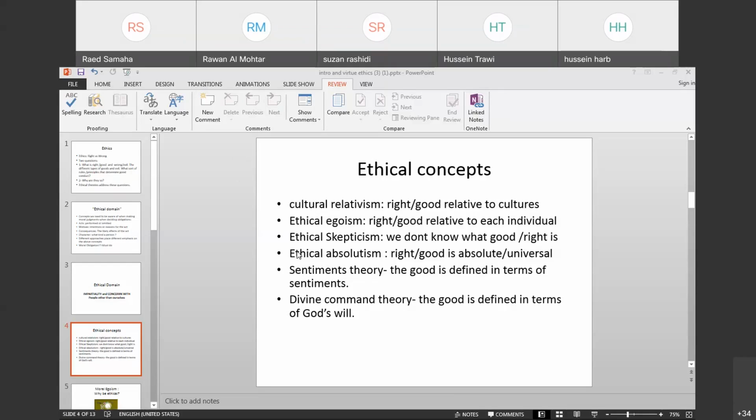Okay, what is ethical absolutism? Ethical absolutism is the view that there are absolute standards of right and wrong, that there are absolute concepts of right and wrong. So, guys, absolutism then is the opposite of cultural relativism, egoism, right? Absolutely, because absolutists would argue that murder is absolutely and universally wrong. Rape is absolutely universally wrong. Bullying is absolute, right? So absolutists claim that there are absolute universal standards of right and wrong.